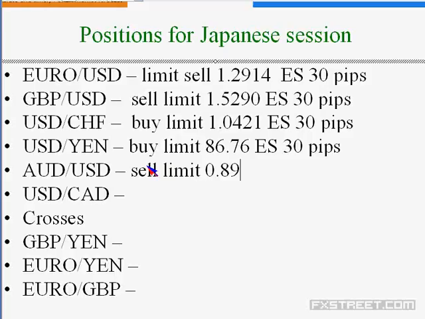0.8949 is the high, so I'll keep 0.8946 as a sell limit order with an entry stop of 30 pips. If they fill my order, fine. If they do not fill my order, I will wait for another opportunity. Once the session is over and the orders are not filled, I will remove the orders and look for the next session.